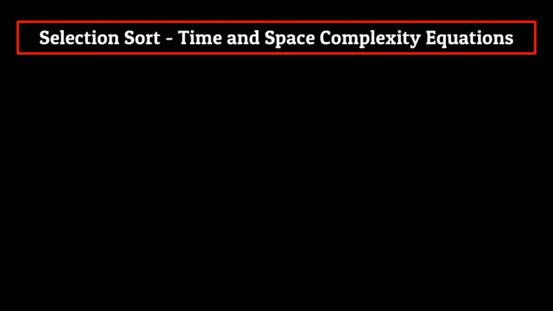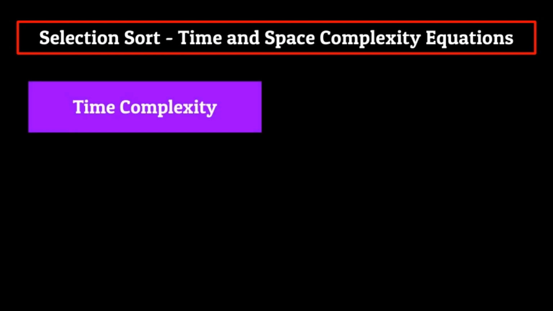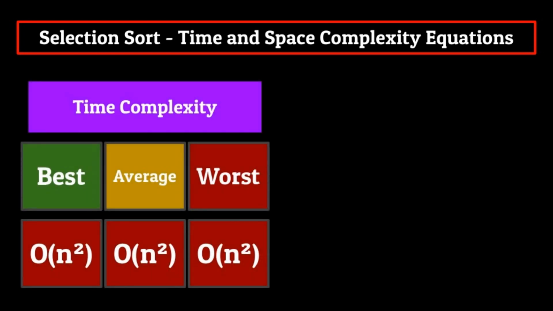Now that we know what selection sort is, as well as how it works, along with an example and a visualization, let's jump into its time and space complexity. Because selection sort requires the use of 2 nested for loops, one to increase the counter after each pass, and one to cycle through the traversing index to find the minimum value, no matter what case scenario you use, its time complexity will always be O of n squared.